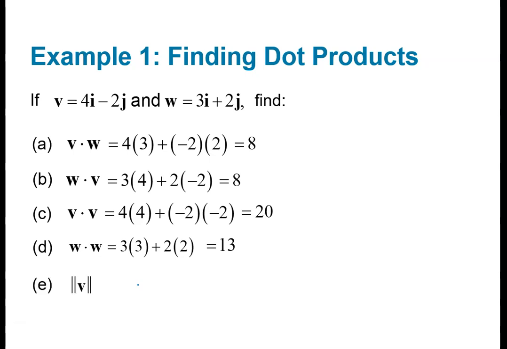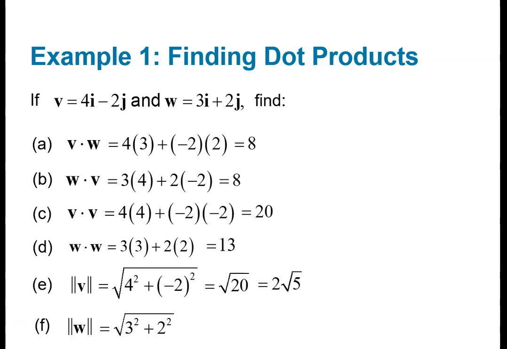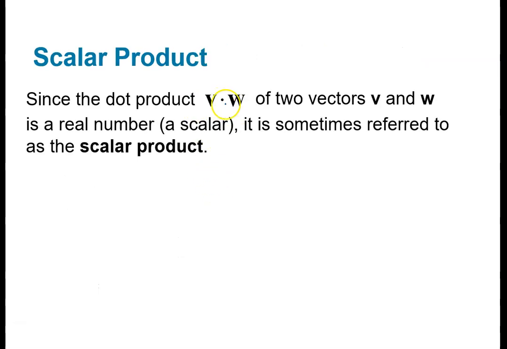And then the magnitude formula. Notice all we're doing here is what we did on part C, but without the square root. So the dot product of a vector with itself is always going to be the square of the magnitude. So when we multiply two things together and get out a number, we call that a scalar. So oftentimes the dot product is referred to as the scalar product.